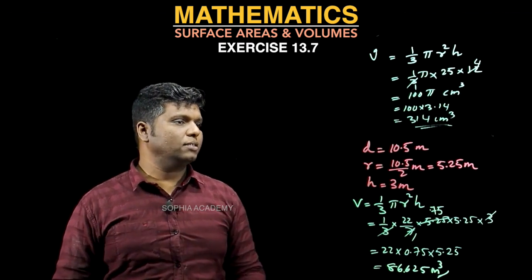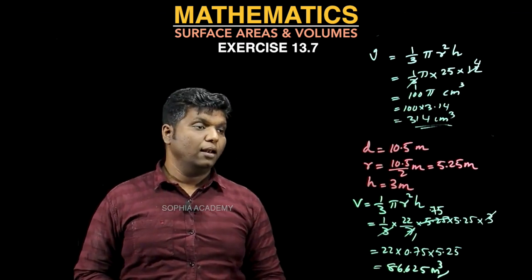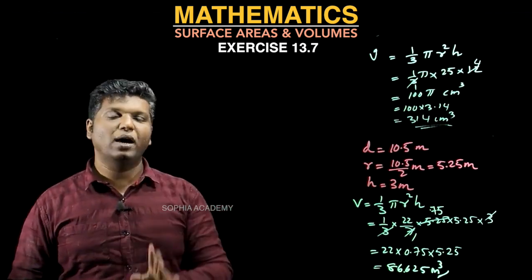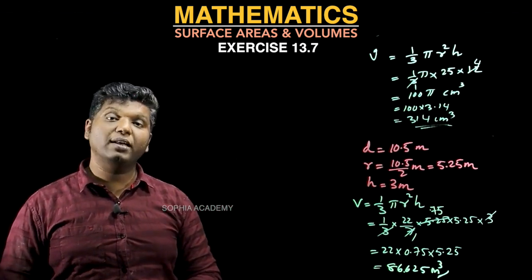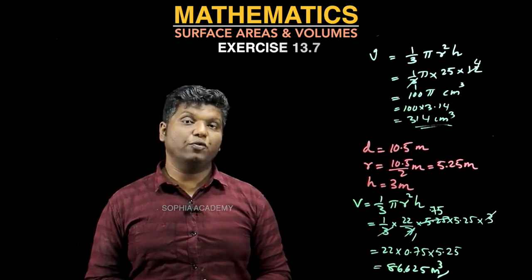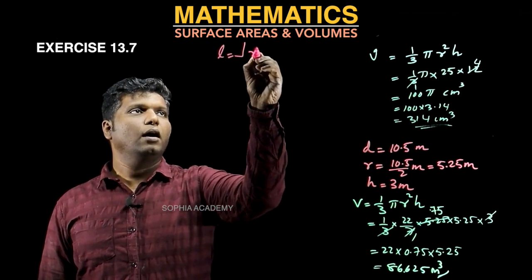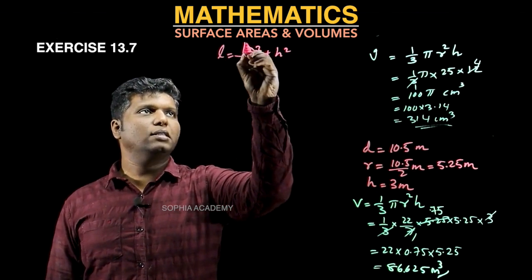R is given, right? Yes, r is given. What about L? Is L given? No, L is not given. So here you have to find L. Now tell me, what is the equation to find L? L is equal to root of r square plus h square.